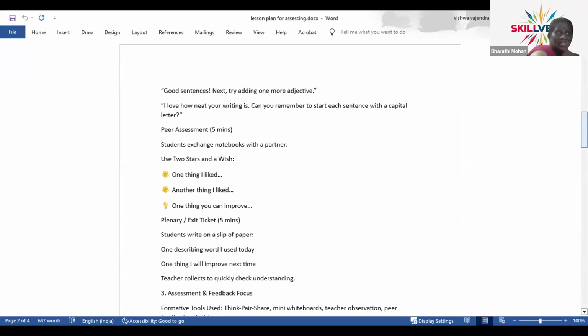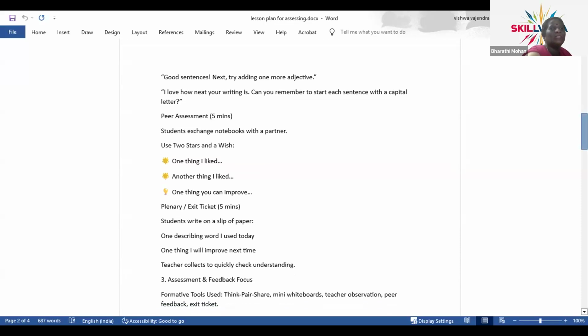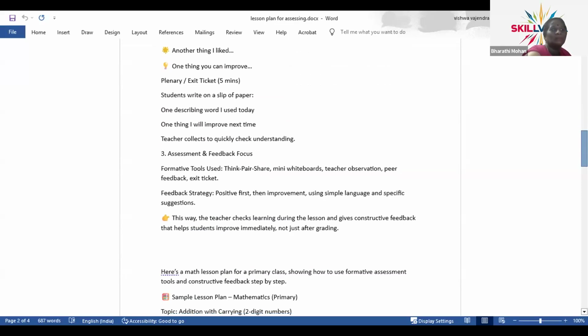And even after every class, children usually give us a letter saying, ma'am, I like you, ma'am, I love you, ma'am, your dress is nice, ma'am, you're sweet. In that, you can tell them to write one describing word I learned today, and one thing I will improve next time. So you can quickly collect all these things from them.